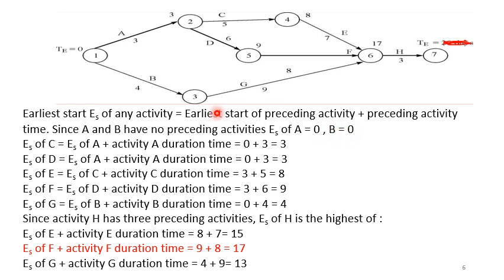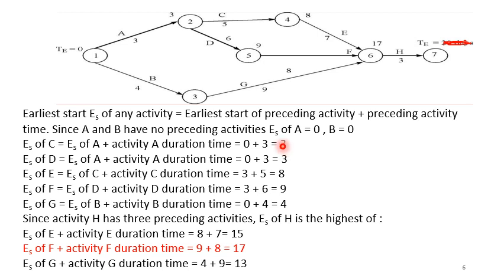Next, the earliest start of C will be the earliest start of the preceding activity A plus the activity A duration time. If I consider C here, the preceding activity is A. The earliest start of A I have already calculated as 0. So 0 plus the activity timing of A, which is 3, gives the earliest start of C as 3.